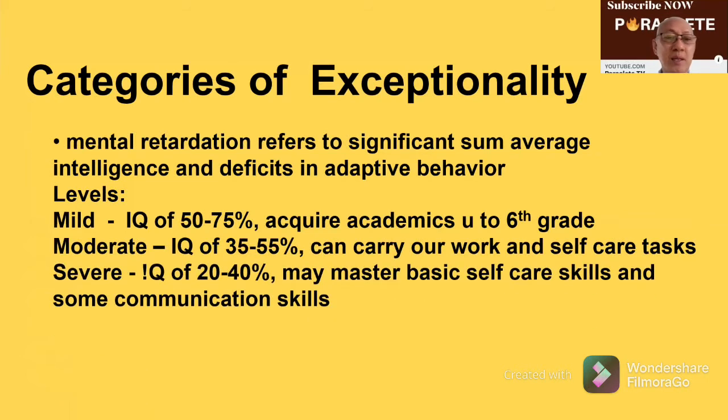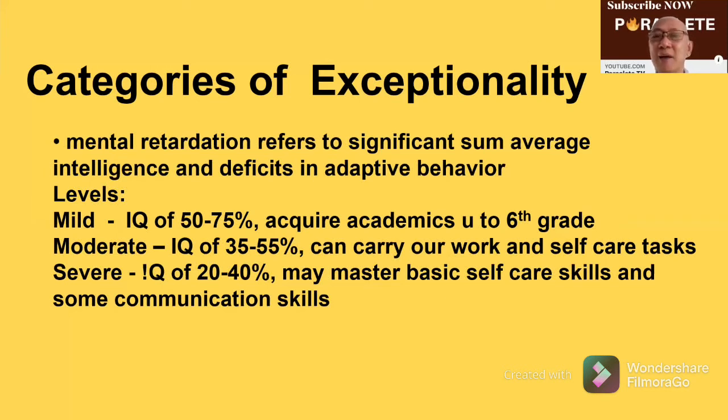Then we have also severe. Their IQ is between 20 and 40 on average. These pupils who have mental retardation may master basic self-care skills and some communication skills, but you have to do it with patience. They can also tie their shoes. They can also put their bags in the proper boxes, but the mentor or teacher has to give careful attention to them, and must be consistent in what they want to teach them, especially these simple self-care skills as well as communication skills.